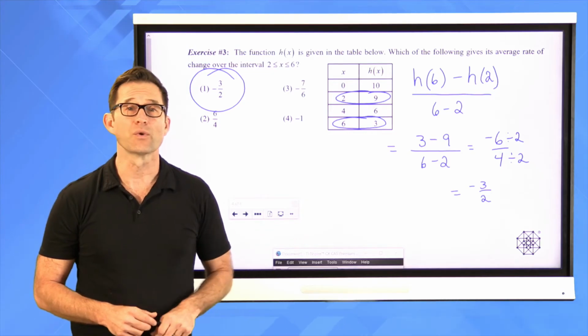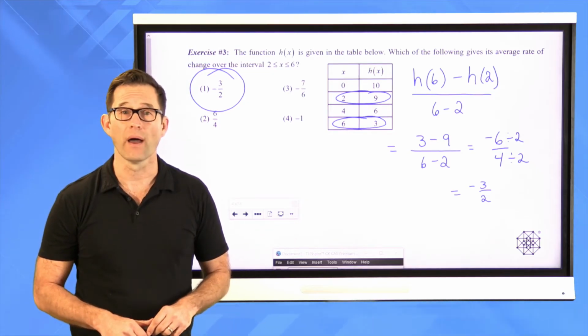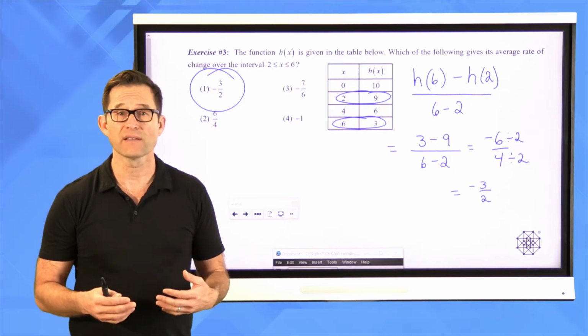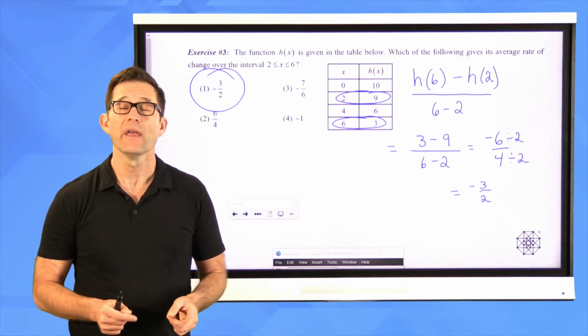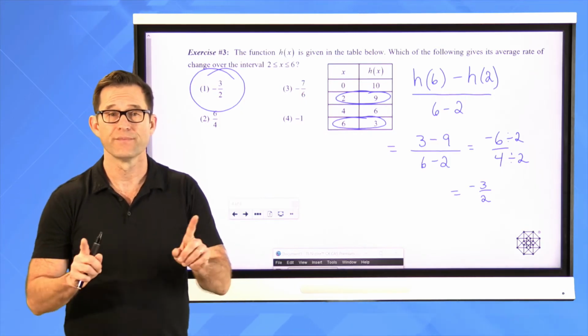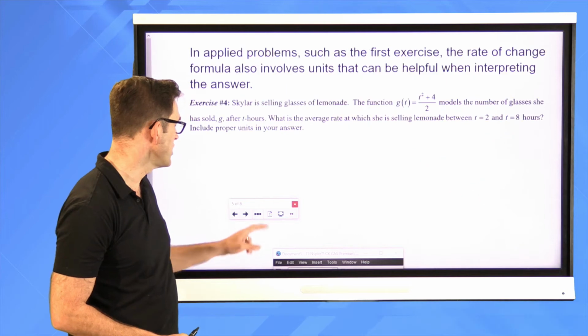What we're really doing is the calculation for the slope of a line: the change in the y values on the line divided by the change in the x values on the line. The difference here is that it doesn't have to be a line. It could be any function whatsoever. Let's keep going with average rate of change.